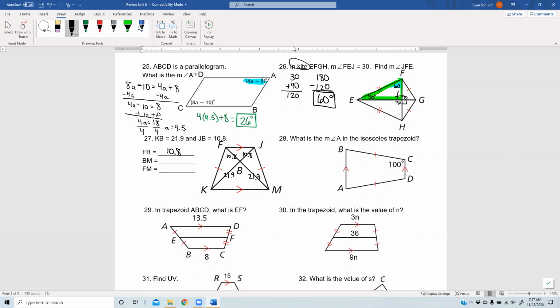BM, 21.9. So FM, the whole thing, we just add these together. So 10.8, 21.9, 17, carry 1, 2, 3. So 32.7.